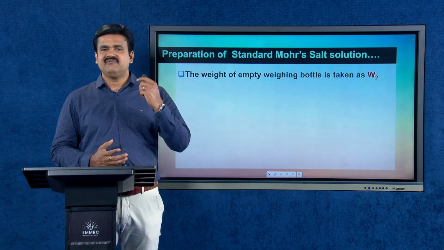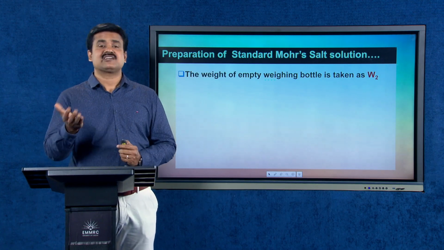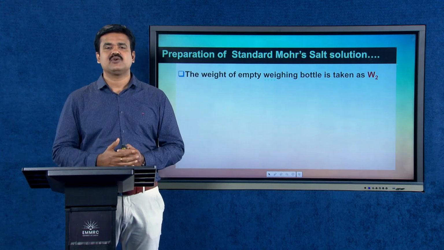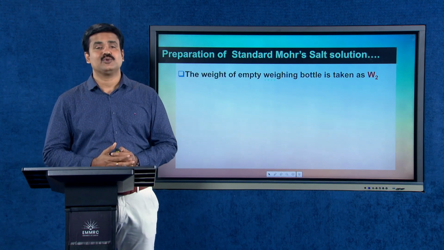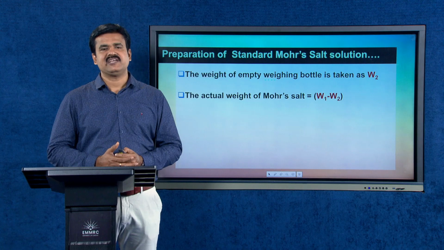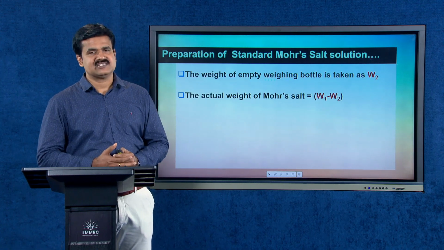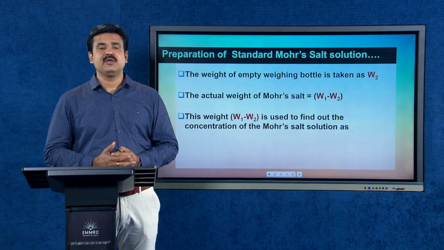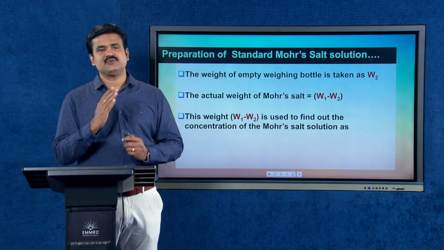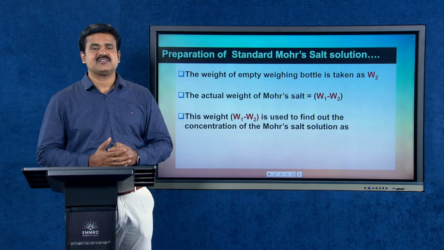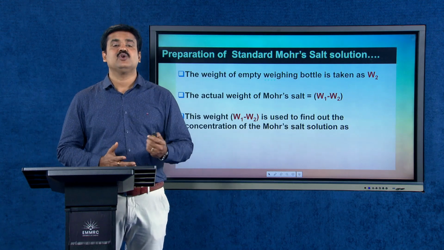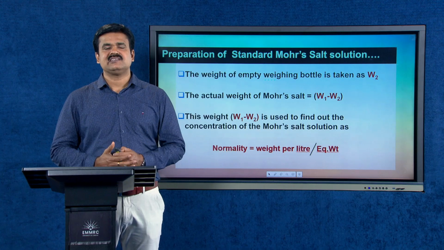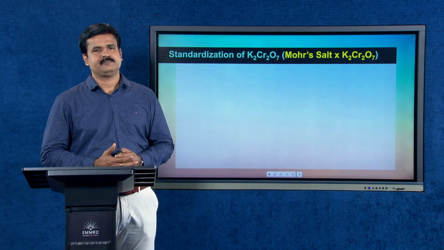Now, after transferring the substance, you will get an empty weighing bottle, and that empty weighing bottle should be weighed as W2. The actual weight of Mohr's salt can now be calculated as W1 minus W2. This weight, W1 minus W2, is used to find out the concentration of the Mohr's salt solution: normality of the Mohr's salt solution equals weight per liter divided by equivalent weight.